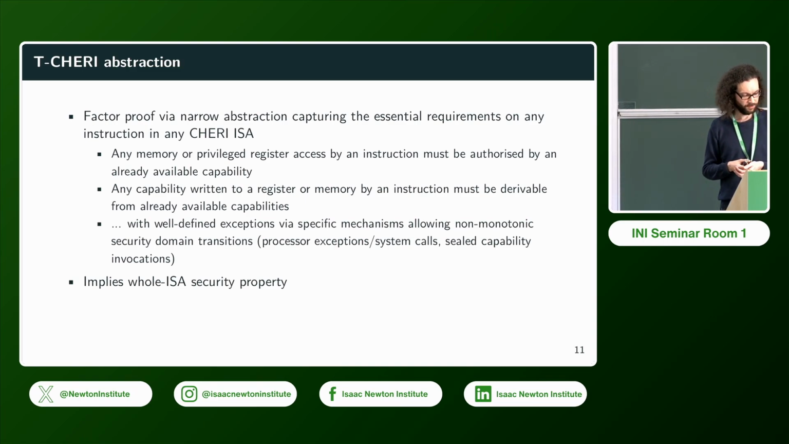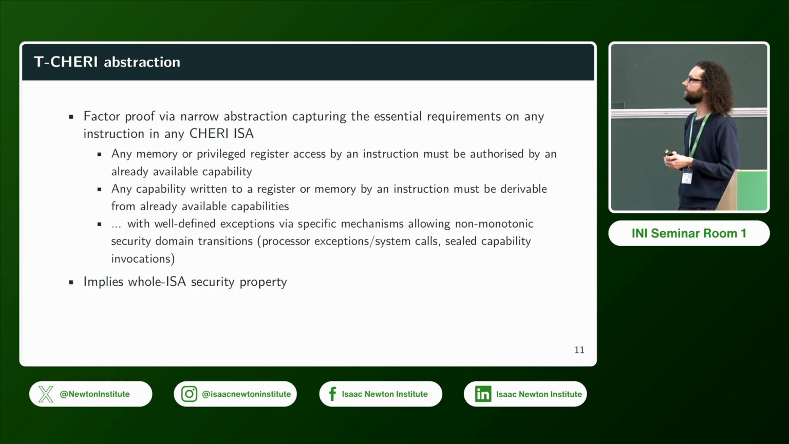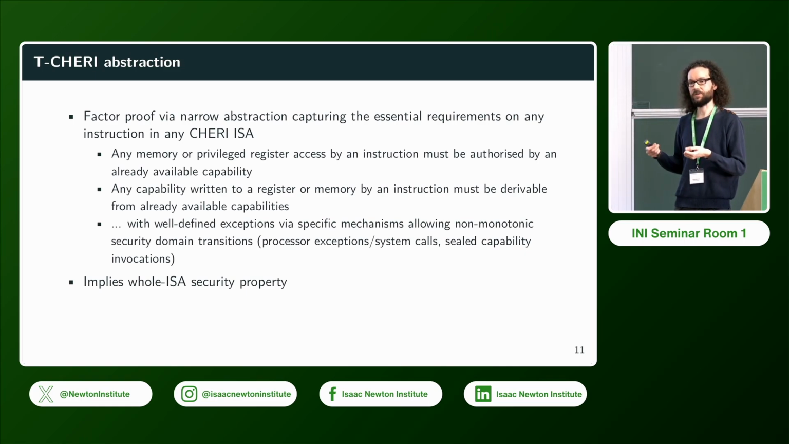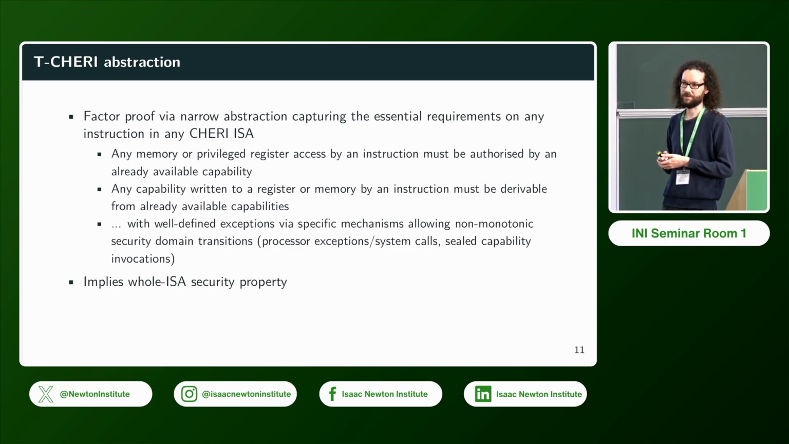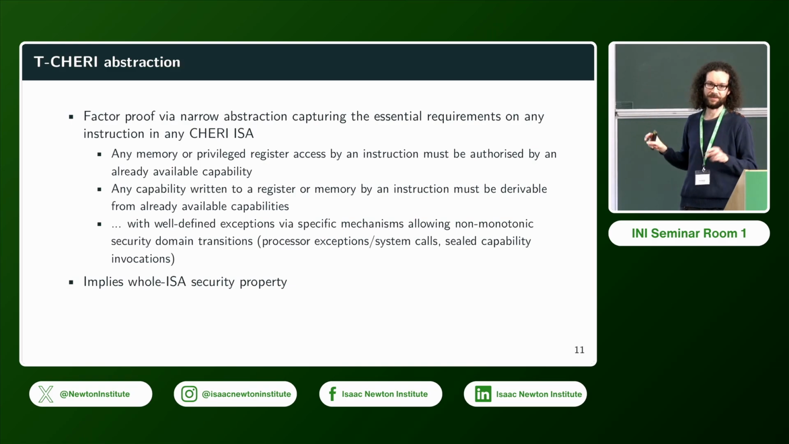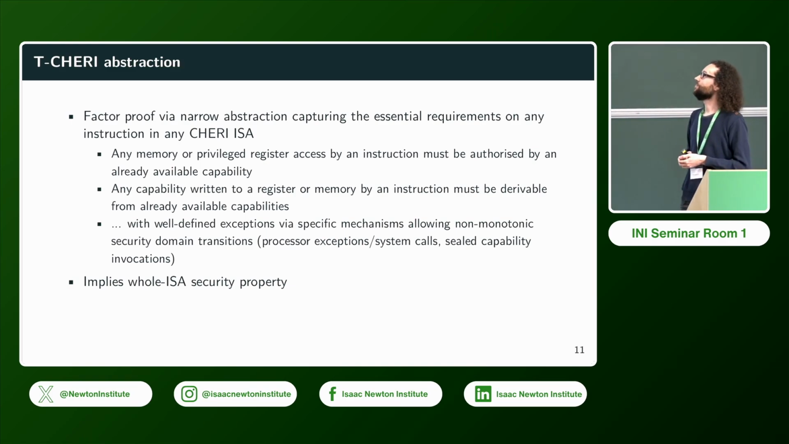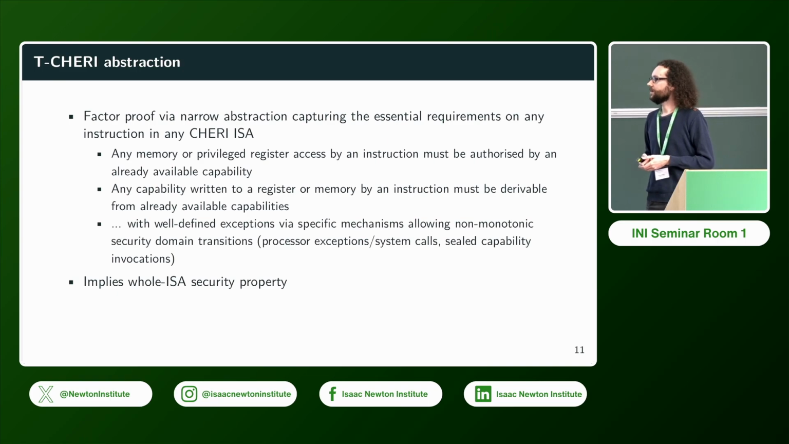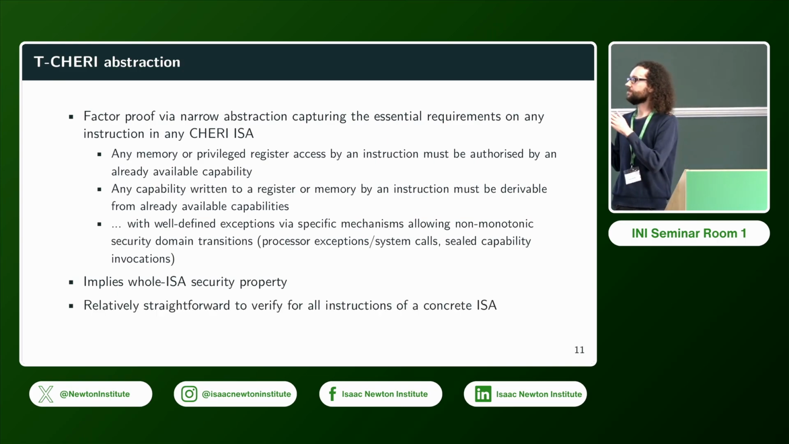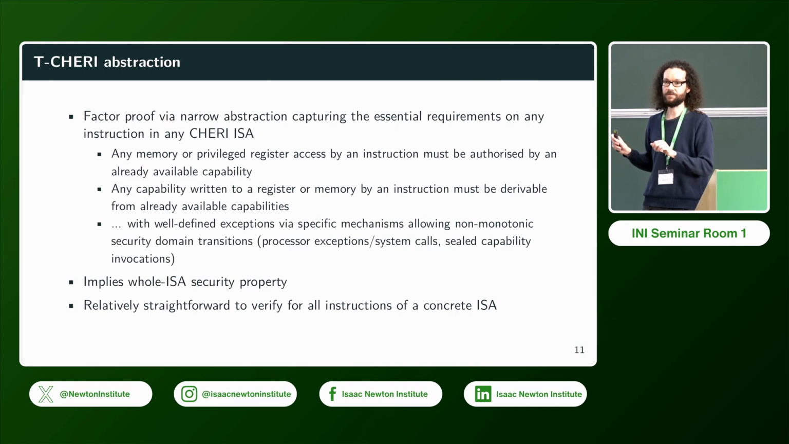And you can also see this more generally as an abstraction of what any instruction in any CHERI ISA must satisfy. So you could see this as an abstraction of CHERI ISAs that you could build upon. So our working title for this abstraction was T-CHERI, or a theoretician's CHERI. So this is some very narrow abstraction of what instructions in CHERI ISAs can do. And then, because these properties are relatively simple, they are also relatively straightforward to verify for concrete ISAs like Morello.